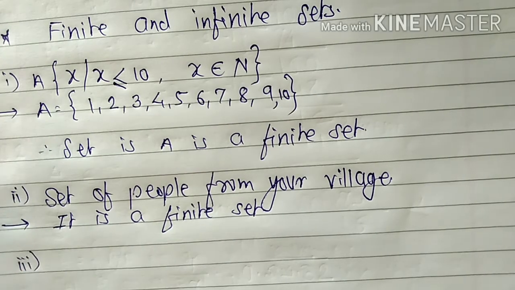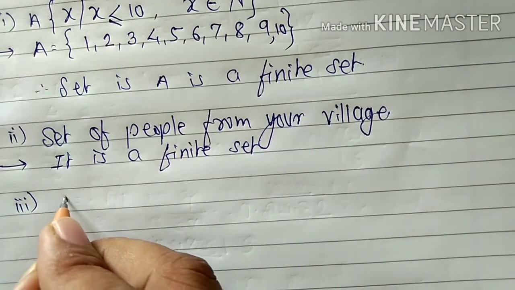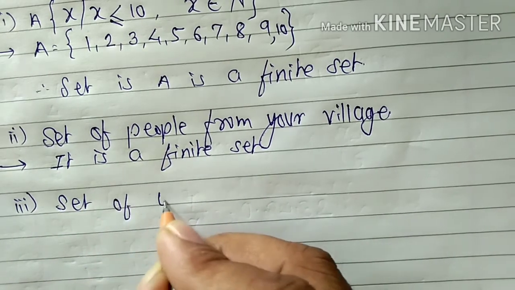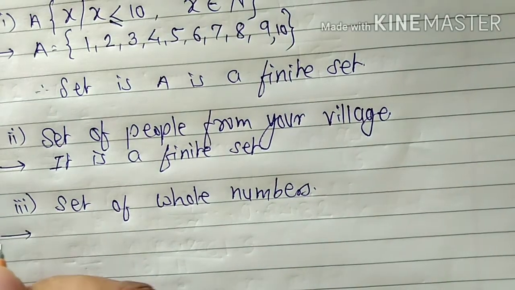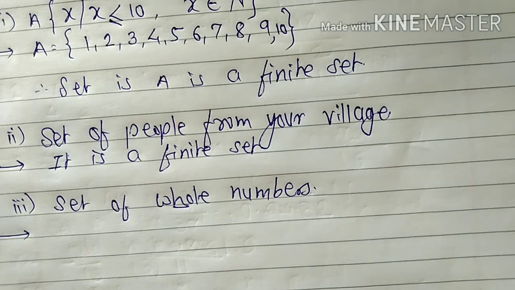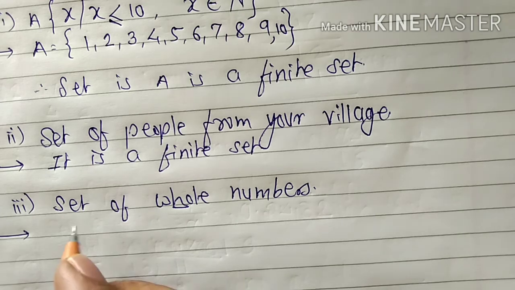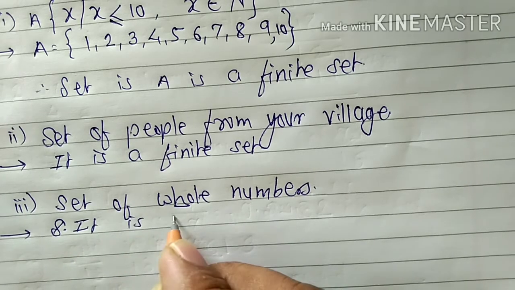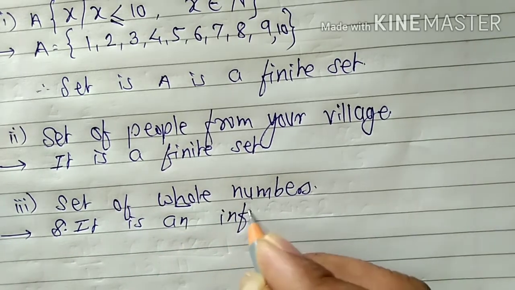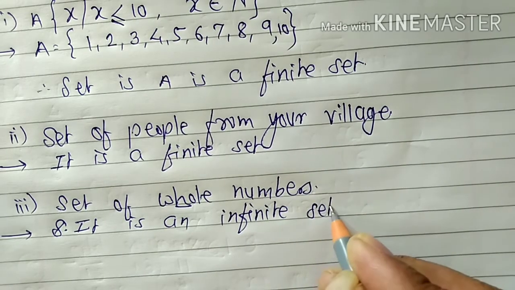Third example I am taking, suppose set of whole numbers. How many whole numbers are there? Whole numbers are starting with 0, but then again 0 1 2 3 up to the infinity. Therefore we cannot terminate any stage. We do not terminate any stage, therefore we can say that set of whole numbers, it is an infinite set.